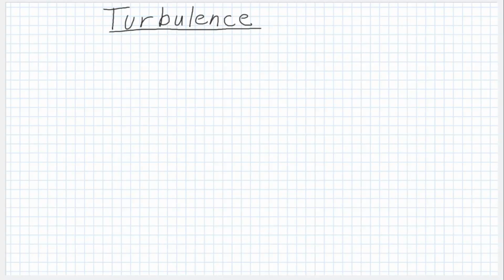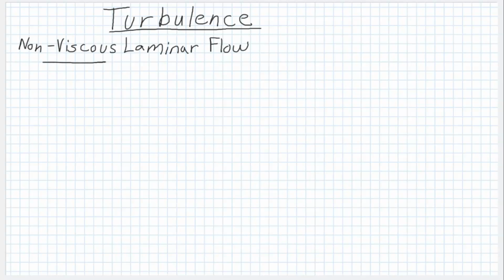This video is going to be about turbulence. Let's go through 3 examples about flow. The first kind of flow we're going to go through is called non-viscous laminar flow. This is the flow that you should see when you're dealing with an ideal fluid.